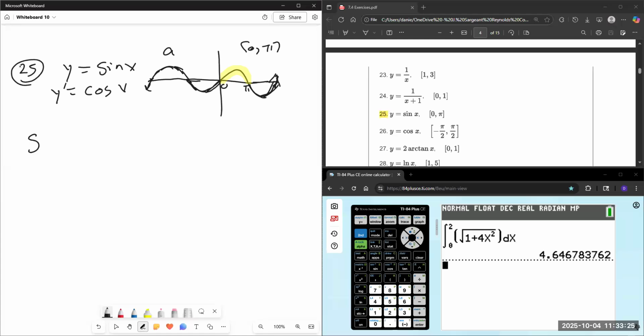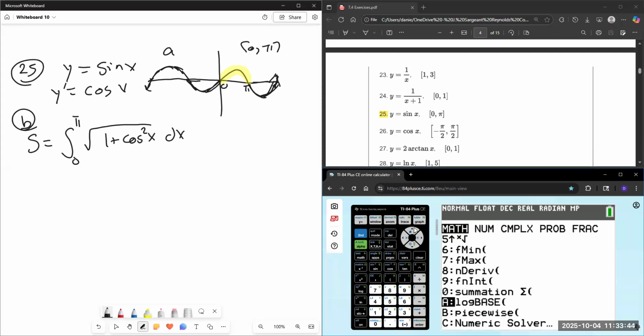So we have s is equal to the integral from 0 to pi of the square root of 1 plus cosine squared x dx. Again, none of our basic techniques tell us how we can solve that integral. So let's go ahead and use the calculator here.